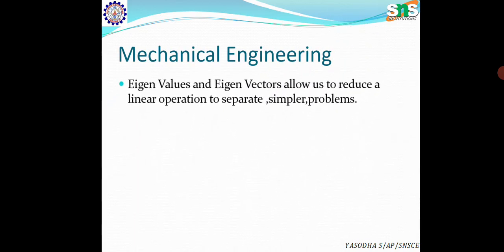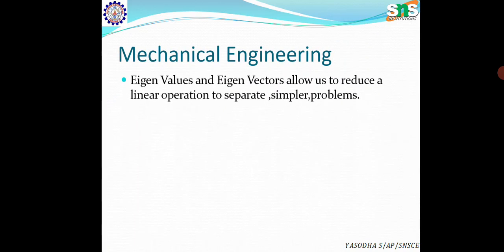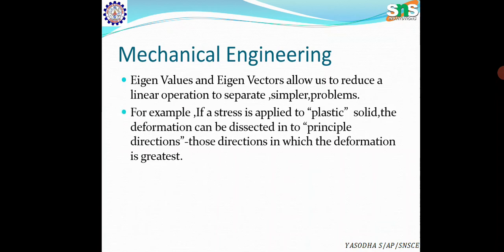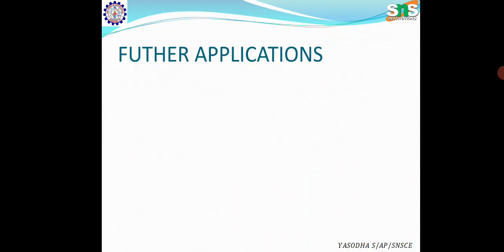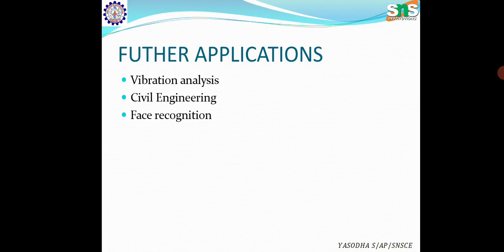Then in mechanical engineering, eigenvalues and eigenvectors allow us to reduce a linear operation to separate simpler problems. For example, if a stress is applied to a plastic solid, the deformation can be dissected into principal directions, those directions in which the deformation is greatest. Further applications are vibration analysis, civil engineering, face recognition, and musical instruments.